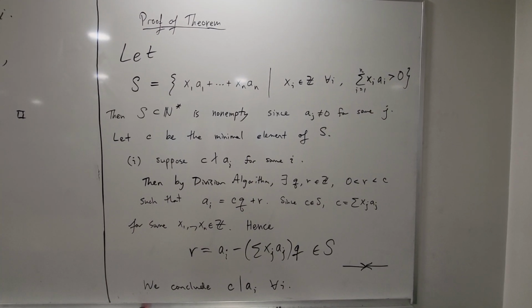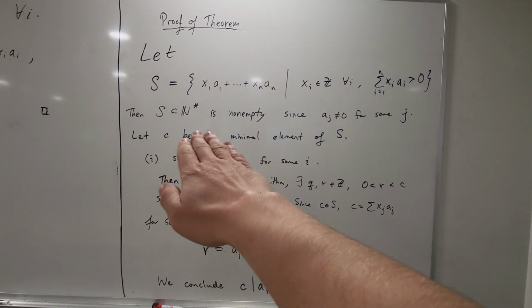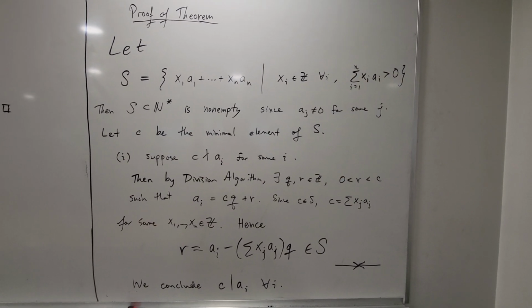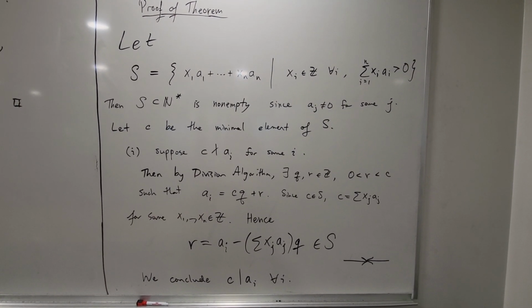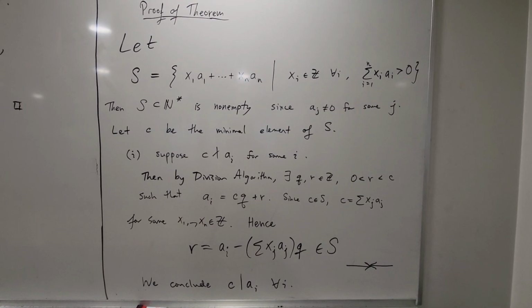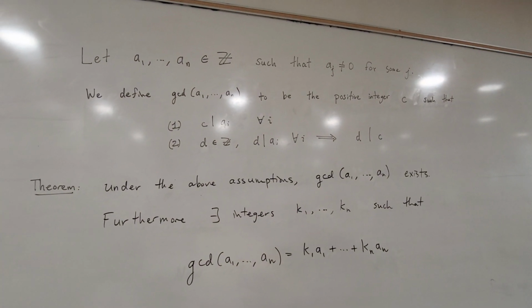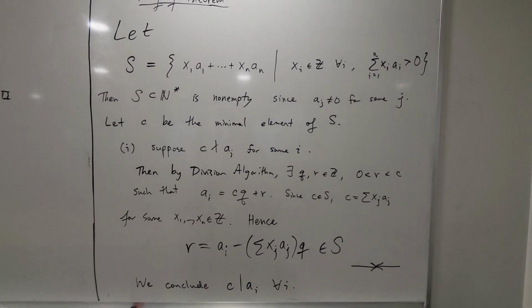Okay, so since S is non-empty, and it's a subset of the natural numbers, so it only contains positive numbers, then it must have a minimal element. So we're going to call this minimal element c. Now we're going to show that this minimal element c satisfies properties 1 and 2 of the GCD. Okay, so the first property is to show that it's a common divisor of the a_i's.